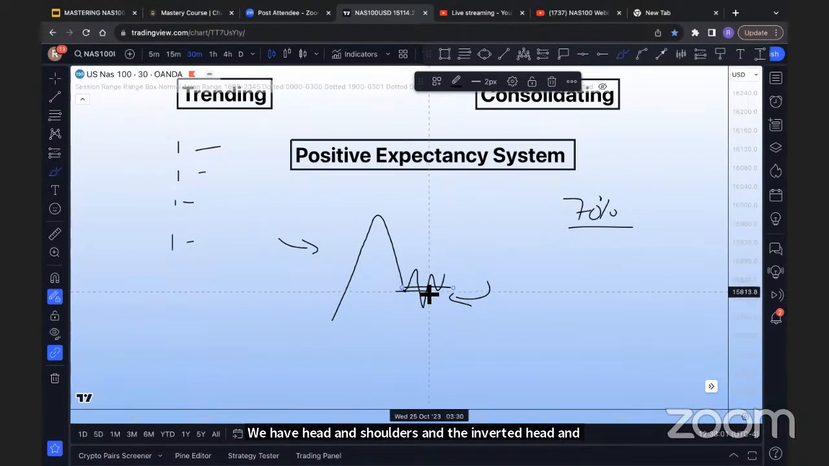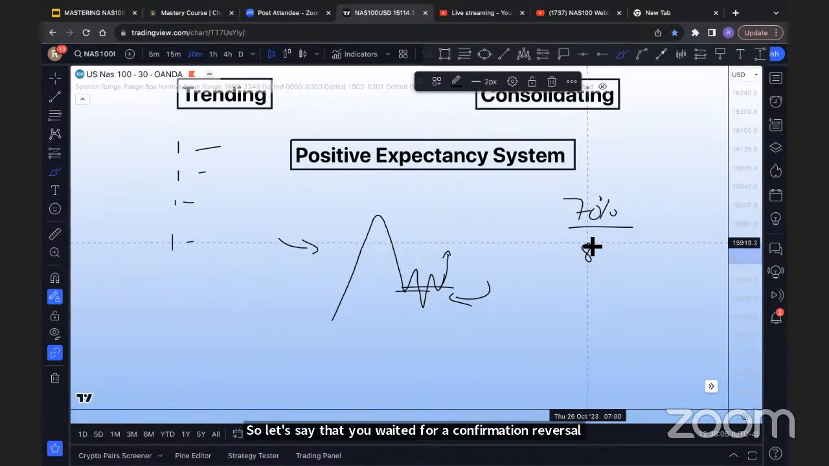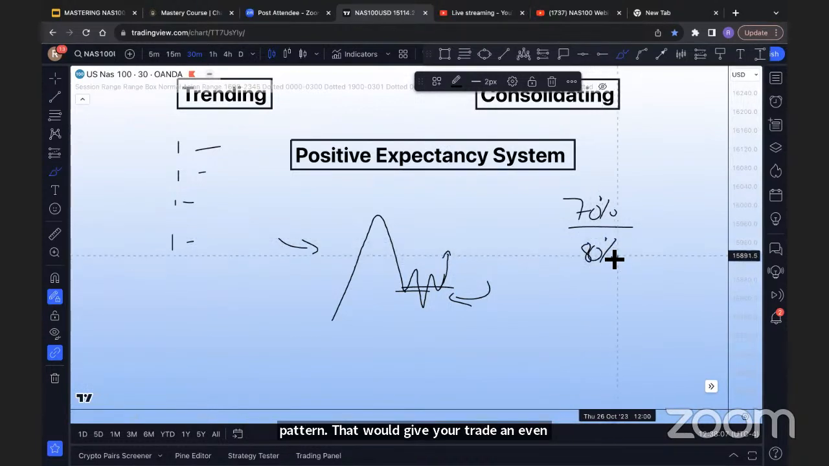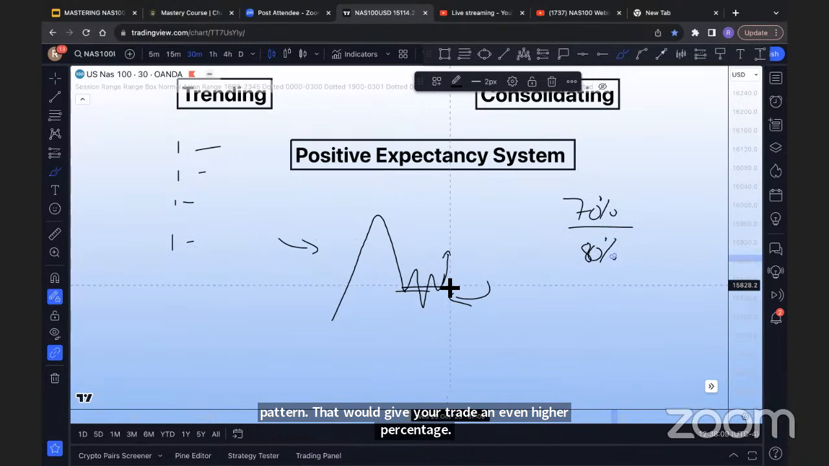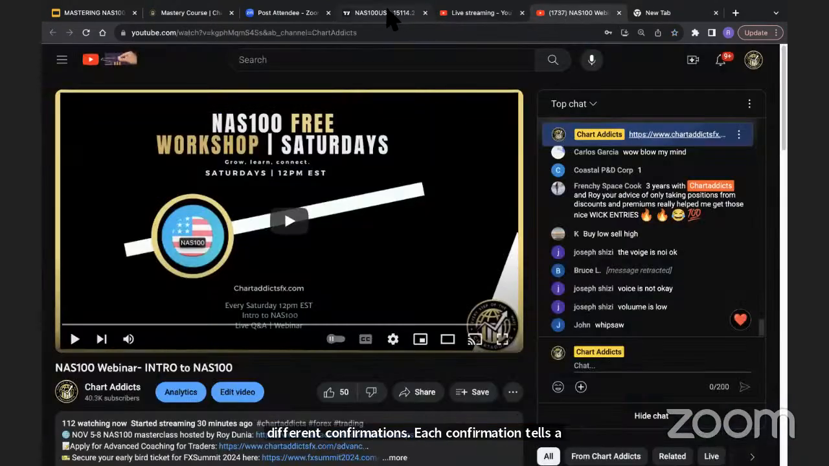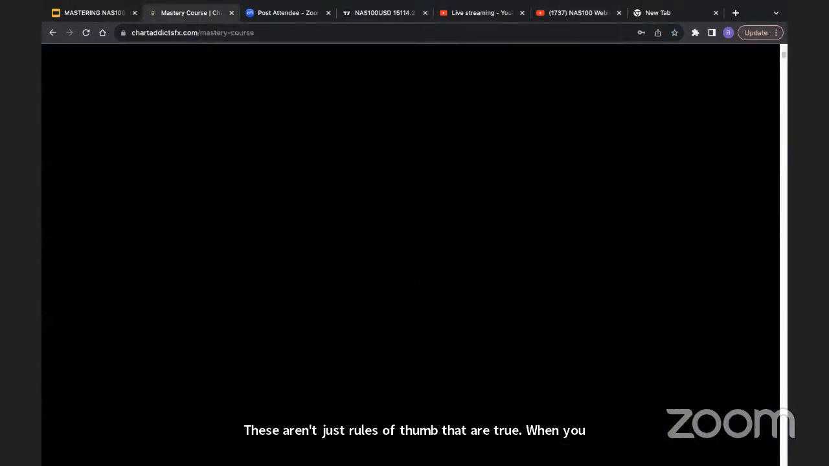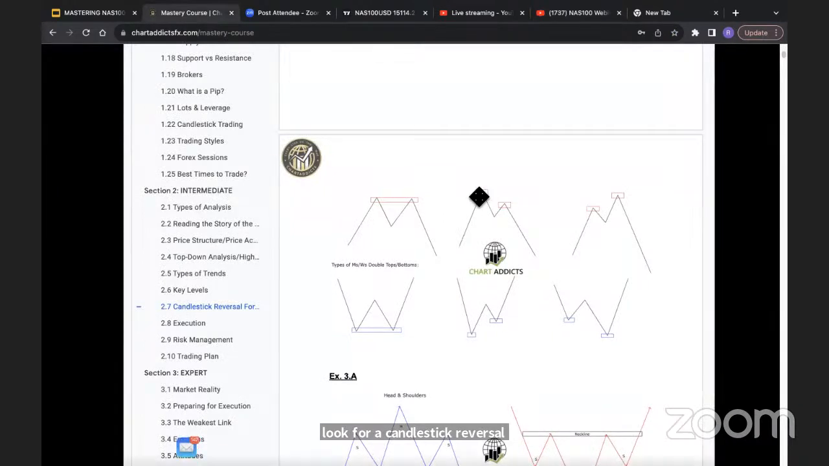So let's say that you waited for a confirmation, a reversal pattern. That would give your trade an even higher percentage. Let's call it 80% now, because you've already had all the different confirmations. Each confirmation tells a story about the markets. These aren't just rules of thumb that are true. When you look for a candlestick reversal pattern, what you're doing is you're looking for a story.